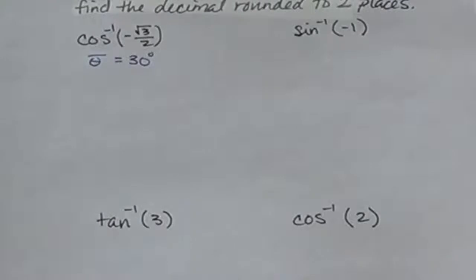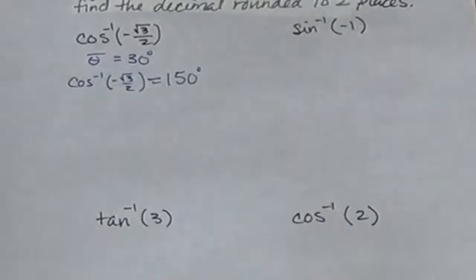To make it negative, again, if we're looking between 0 and 180 degrees, we know that we're going to be in quadrant 2 in order for the cosine to be negative. So here, our arc cosine of negative root 3 over 2 is going to equal 150 degrees.